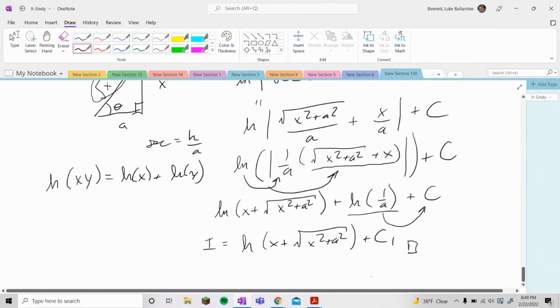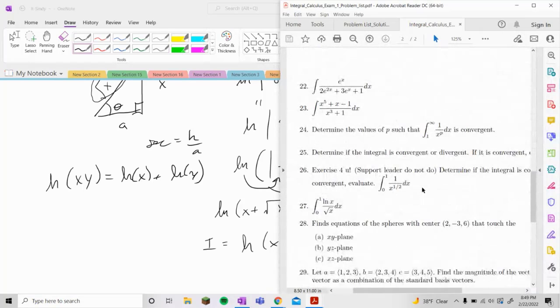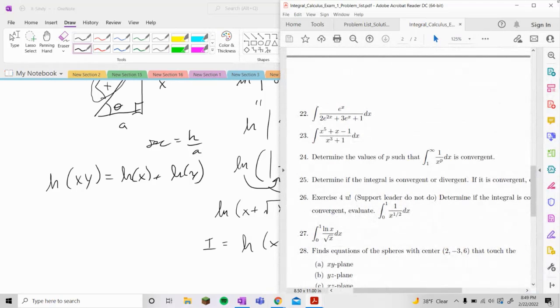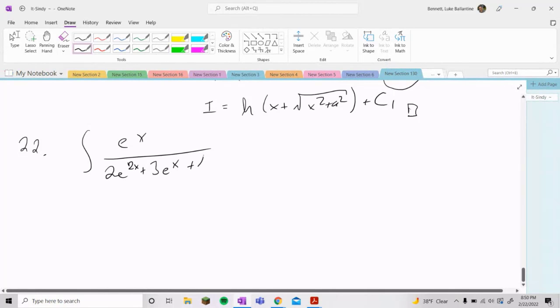So okay, we have 10 minutes and we're not going to get to all of it. Okay, let's do 23. Now let's do 22. Let's do 22: e to the x over 2e to the 2x plus 3e to the x plus 1. For 23, this is an improper fraction, and then you would just do polynomial long division, and then you would just integrate, right? I think it's pretty straightforward how 23 is. And so we'll do 22.